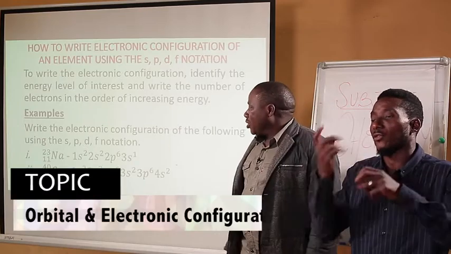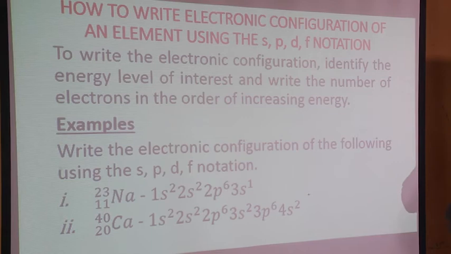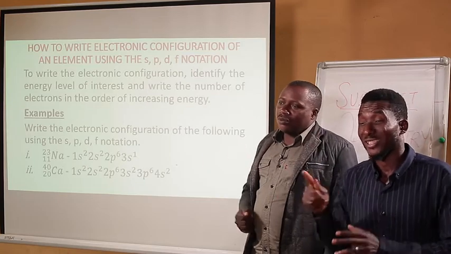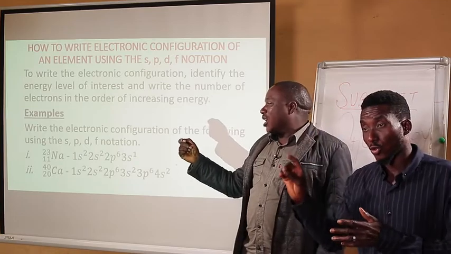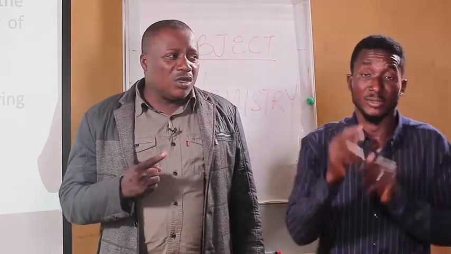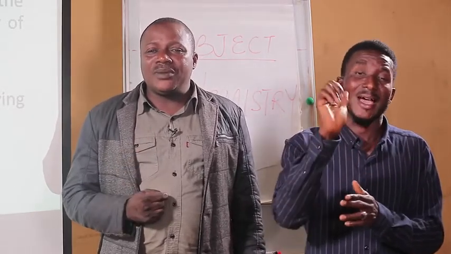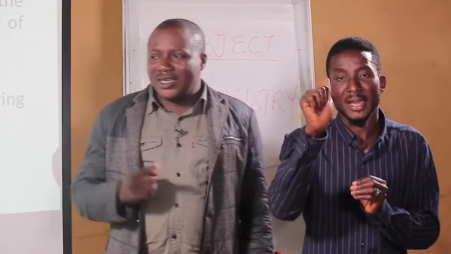For example, if you are asked to write the electronic configuration of the following using the SPDF notation, the first thing to do, sodium. Sodium has an atomic mass of 23 with atomic number 11. When we are writing an electronic configuration, class, don't forget, we always use the atomic number and not the atomic mass.